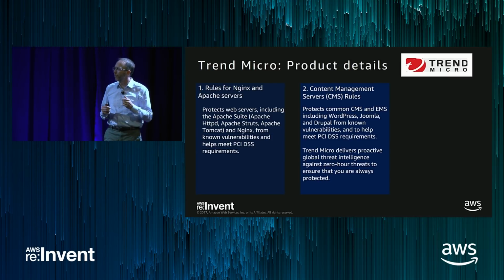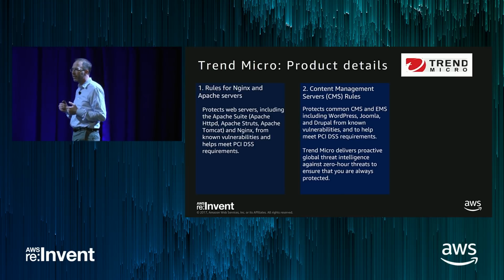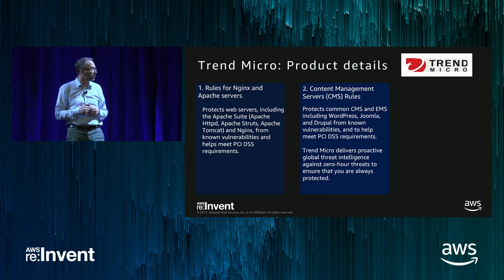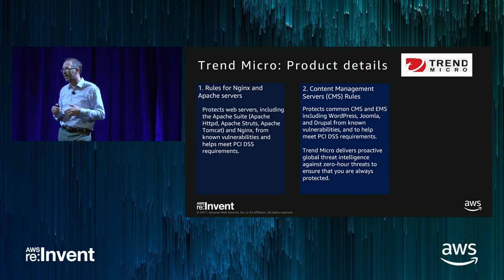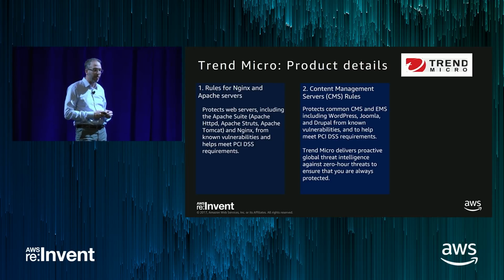So Trend Micro, what are they offering? They have a set of rules focused on customers who are running web applications using Nginx or Apache web servers. And another set of protections that's maybe a little more general for customers who are using CMS, content management systems. In this case, some rules that could protect against WordPress attacks or perhaps Joomla or Drupal, etc.